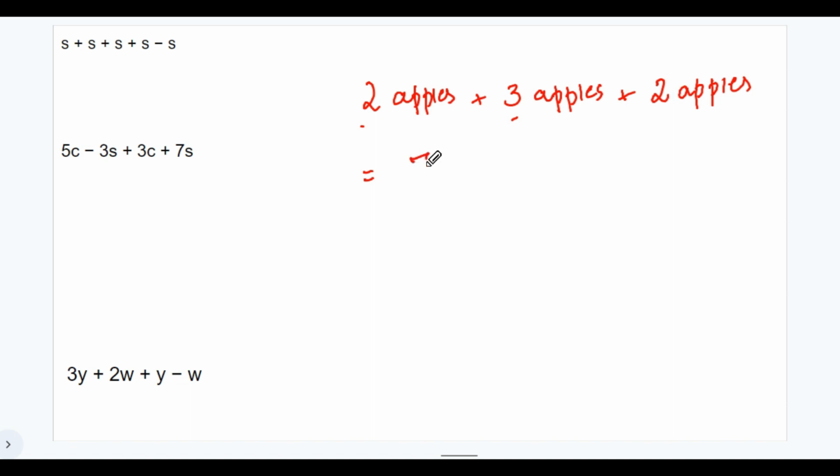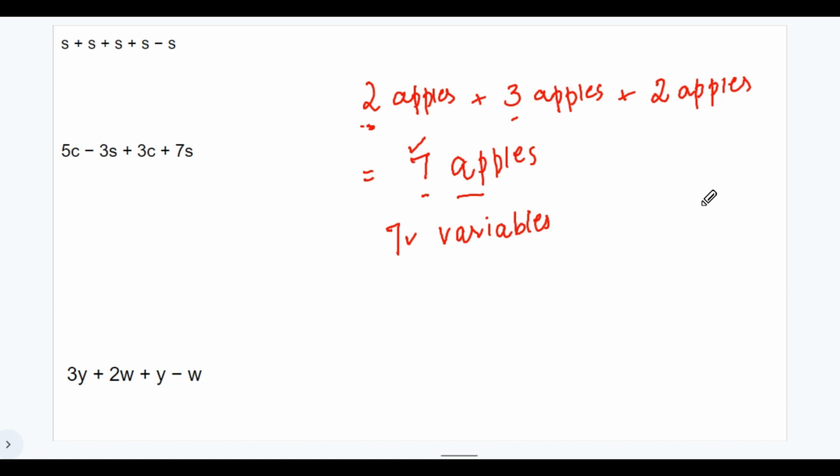So what should I write here? 7 apples. Well done. Very good. So you already know algebra. Yes, this is actually what we are going to do. This is called collecting terms. This is your coefficient. What is this? Coefficient, right? 7 is the coefficient and apple is the variable. Do you understand that? No?